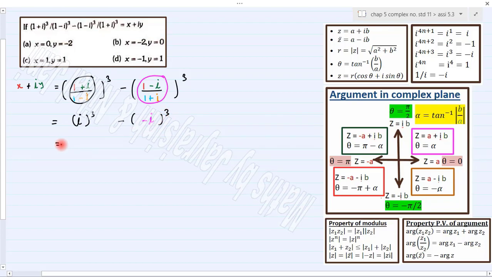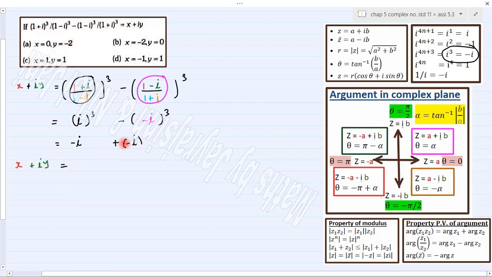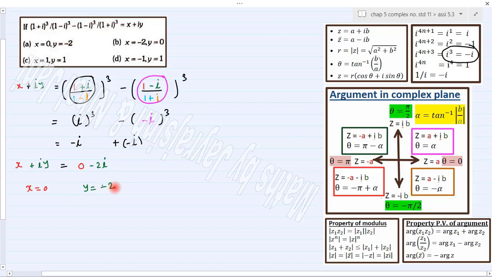Now, we know the value of i cube is minus i. So here we'll get minus i, and minus minus becomes plus, i cube is minus i. So finally, x + iy is simply minus i and minus i, or we can say minus 2i. Here we have 0 minus 2i. So comparing the real part, we will get x equal to 0, and by comparing the imaginary part, we will get y is equal to minus 2, which is given in option A. Ta-da!